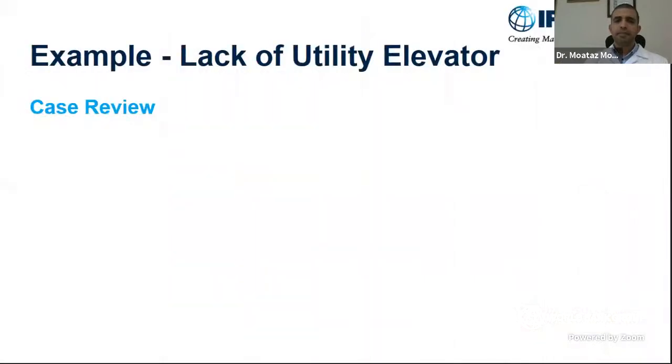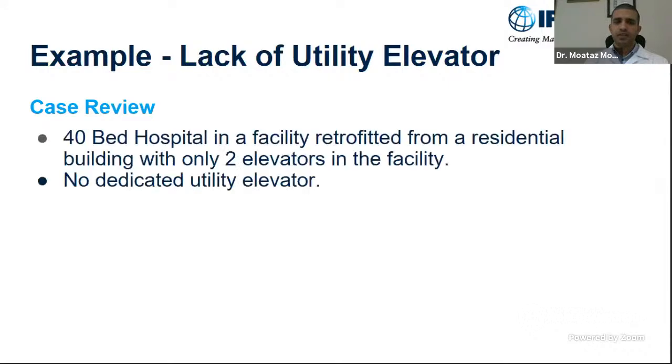The third example I would like to share is for a case review. It's for a hospital that's a 40-bed hospital in a facility that was originally a residential building. It was not designed from the beginning to be a hospital, and there were only 2 elevators in the facility. This created a big challenge because there was no dedicated utility elevator in the hospital.